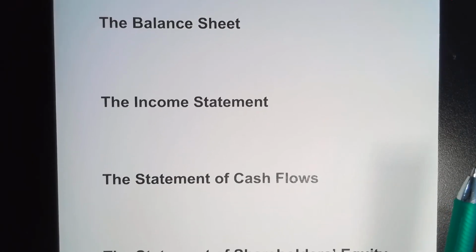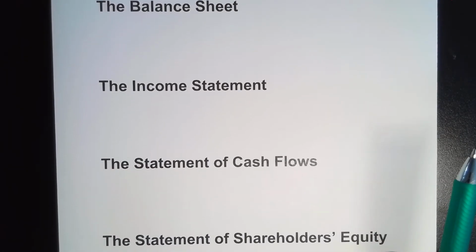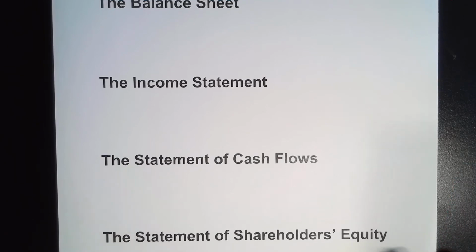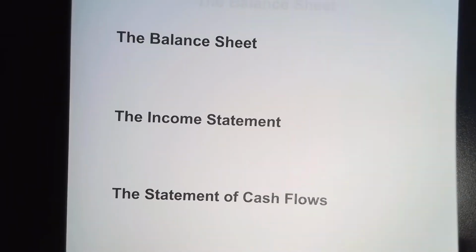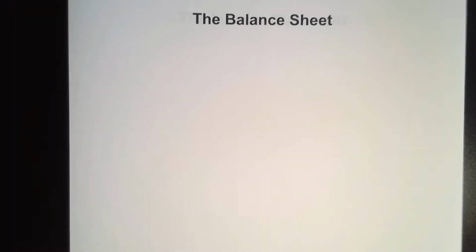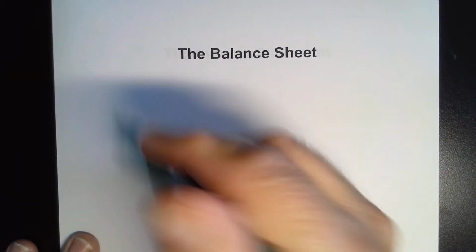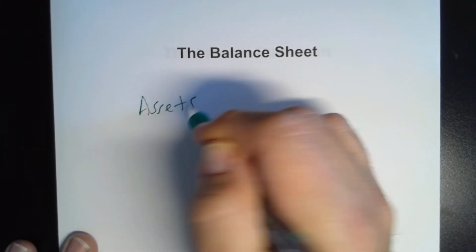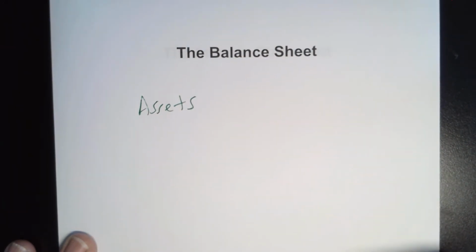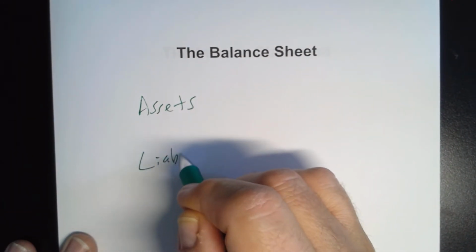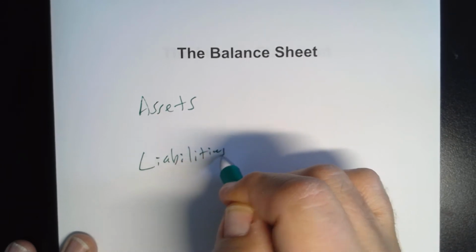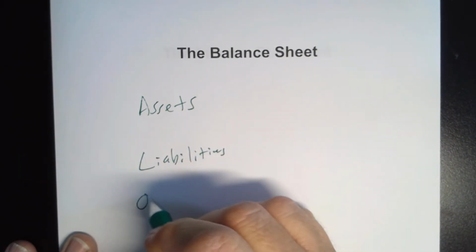The balance sheet, the income statement, the statement of cash flows, and the statement of shareholders' equity. Let's dive in. So the first one I want to talk about is the balance sheet. There are three main parts to the typical balance sheet. There's assets, liabilities, and owner's equity.